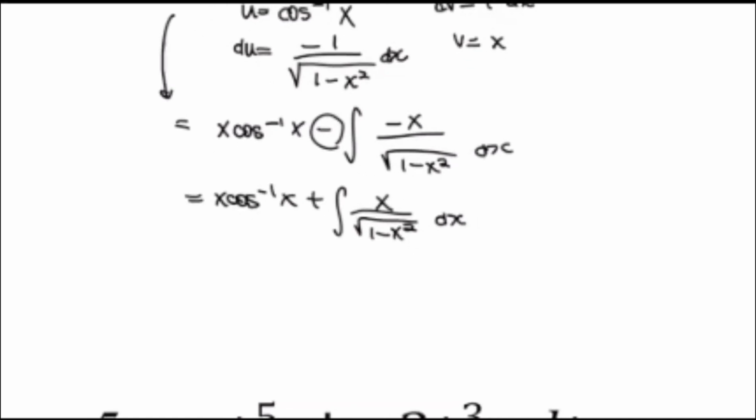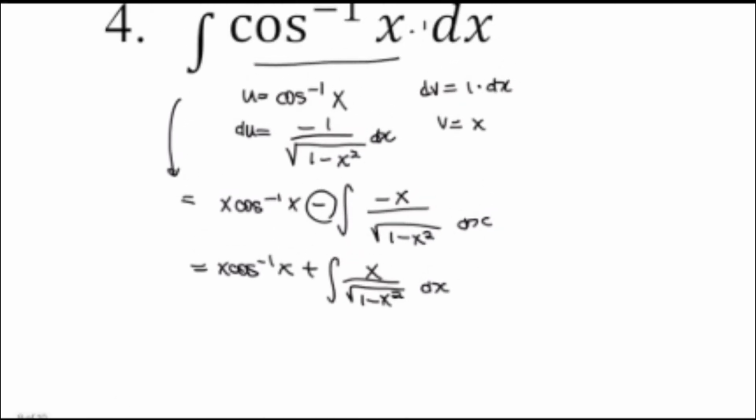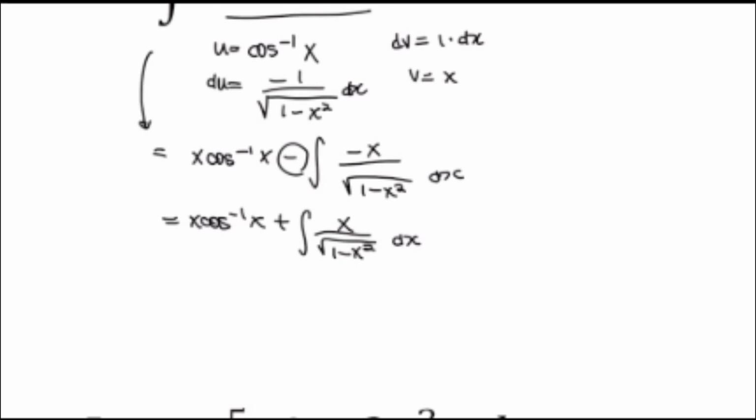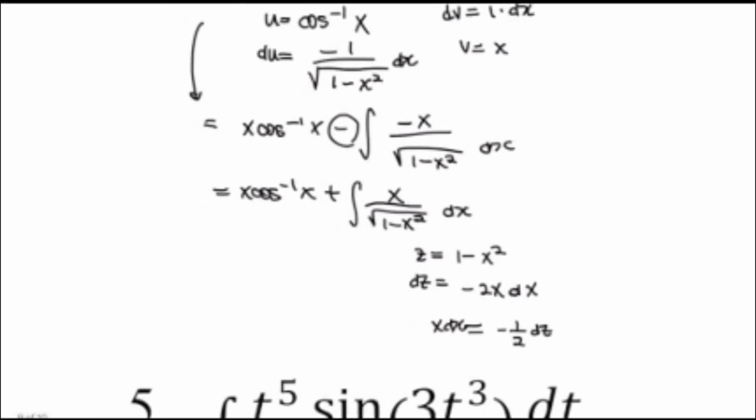Pretty simple, right? So we can do u sub again, but maybe you should do a different variable. I'm going to choose z. z equals 1 minus x to the second power, dz equals -2x dx. This is a little confusing because I'm not used to z's. And then x dx would essentially equal -1/2 dz.